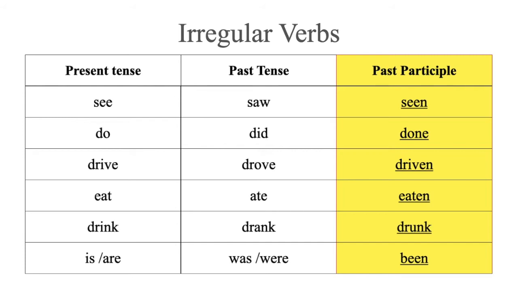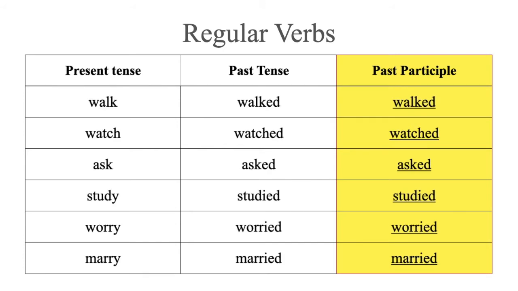But when we use this grammar point, we are using the past participle, the one in yellow. As I said, the regular verbs are a little bit easier because you just need to put an ed at the end of it, and it's the same basically as the past tense. So we've got walk, walked, walked, watch, watched, watched, ask, asked, asked, study, studied, studied, worry, worried, worried, marry, married, married, and that's it. It makes it a little bit easier.